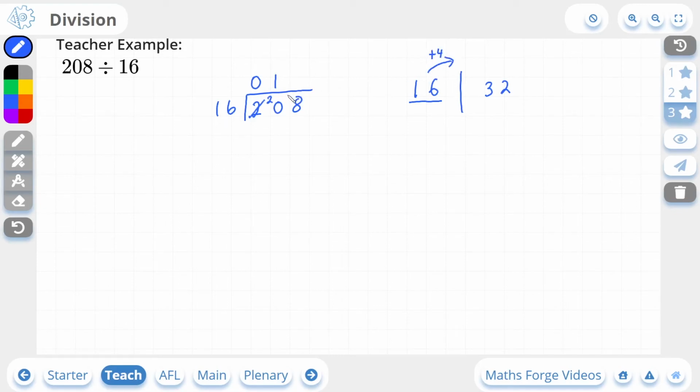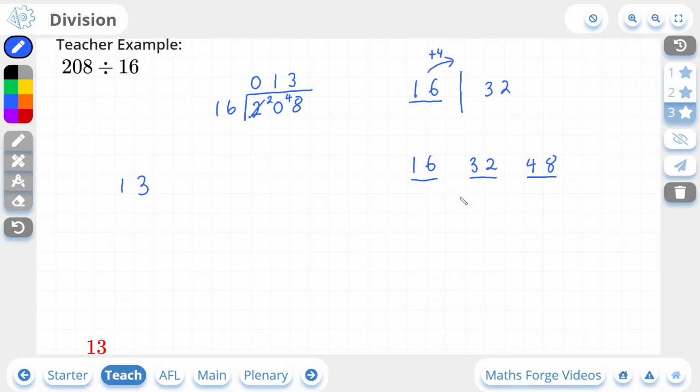So we're going to place this 4 next to the following number, which is 8. So here, 48. And now how many times does 16 go into 48? Well, let's carry on with our 16 times tables. So 16, 32, 48. It goes into it exactly 1, 2, 3 times with no remainders left over. So then we're going to place a 3 here. And now since there are no remainders left over, this should be our final answer. It should be 13. And if we check our answer, there it is.